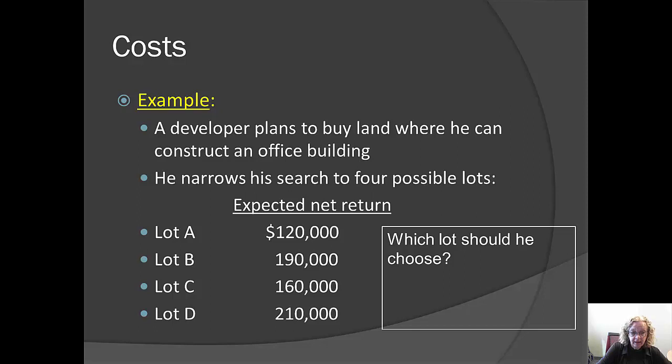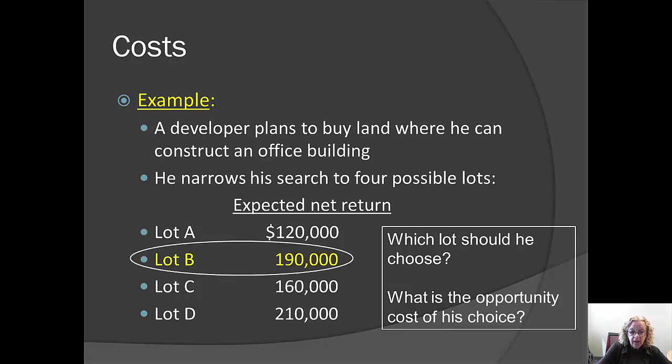Think about it for a minute. Did you choose lot D? That would make a lot of sense because the return on lot D is significantly higher than the other choices. Now the question is, what is the opportunity cost of his choice?